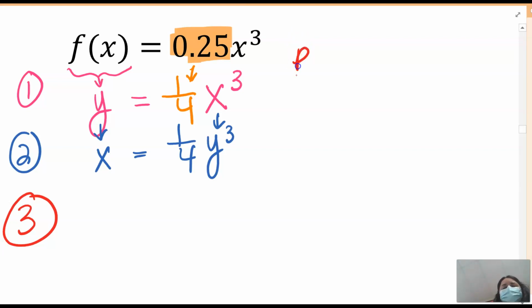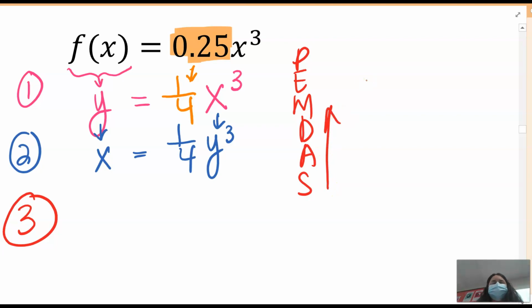But if you think about PEMDAS in reverse, what do I get rid of first? The 1/4 or the cubed? The 1/4 is equivalent to dividing by 4 or multiplying by 1/4. So this is actually a multiplying and dividing. I need to get rid of that first before I get to the exponent, okay?